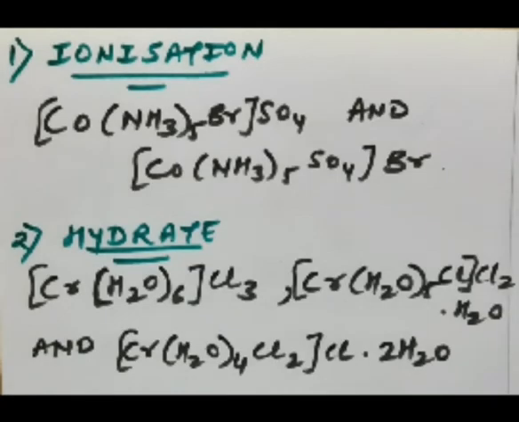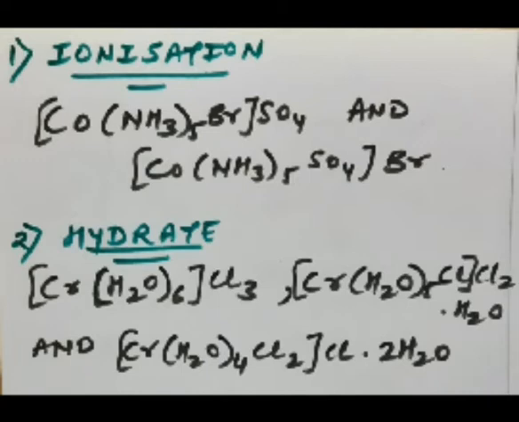In case of hydrate isomerism, as the name suggests, here water has an important role to play. Now, water can be inside or outside the coordination sphere. If it is inside the coordination sphere, then we say it is acting as a coordinated group. If it is outside the coordination sphere, it is acting as water of hydration, okay, and such isomers will be called hydrate isomers.